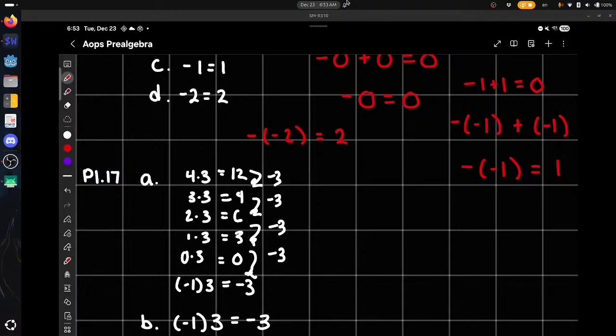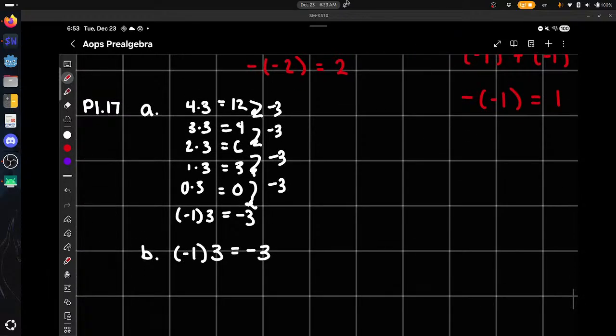Okay, let's move on to the next problem. Consider the multiplication facts below. The numbers at the ends of the facts start 12, 9, 6, 3, and 0. Yep, so we got that one right. We just noticed a pattern that is just subtraction of 3 that keeps on going down.